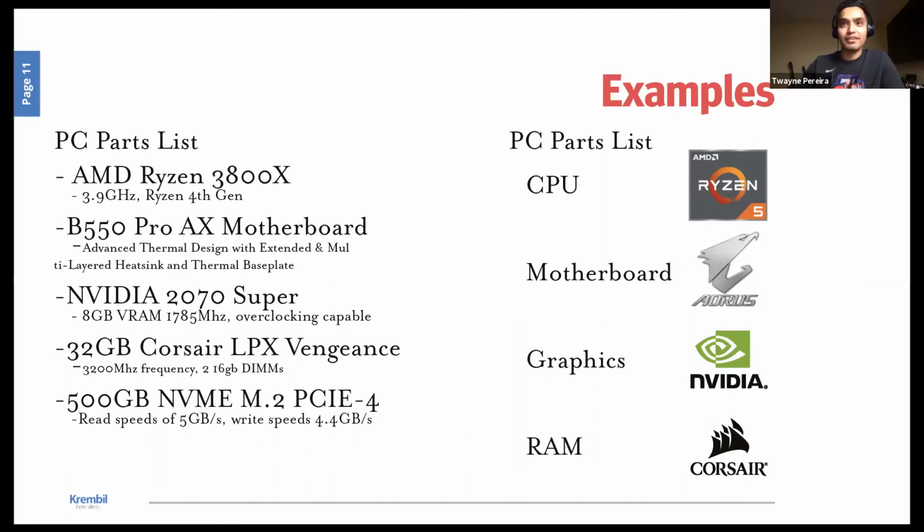On the right-hand side, I've just used images to replace the majority of the text. And you can see here that people can relate to what a CPU is, what a motherboard is, what graphics are, and what RAM is. And then you can complement that with the products that you used. In my case, the products that I used here. So just think about how you can replace some of your text with images.